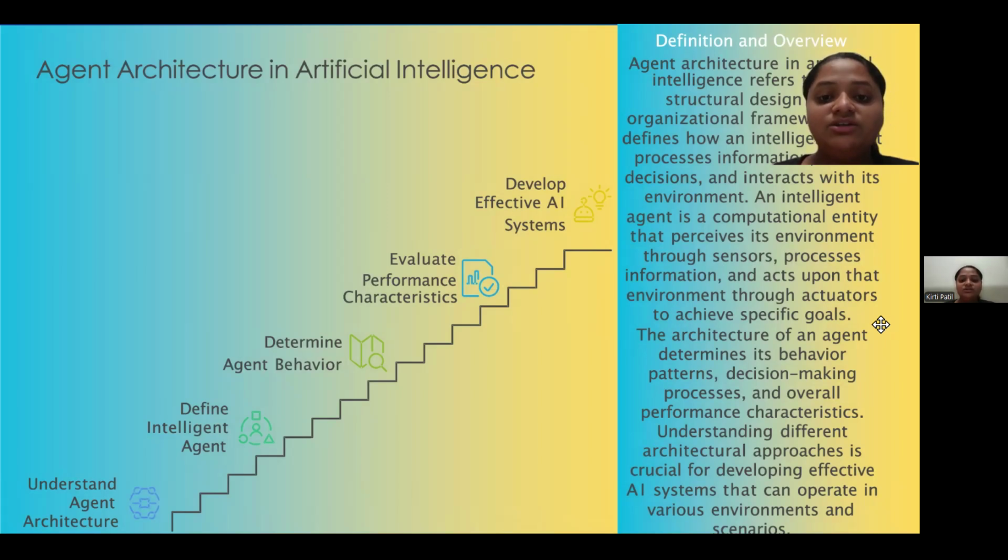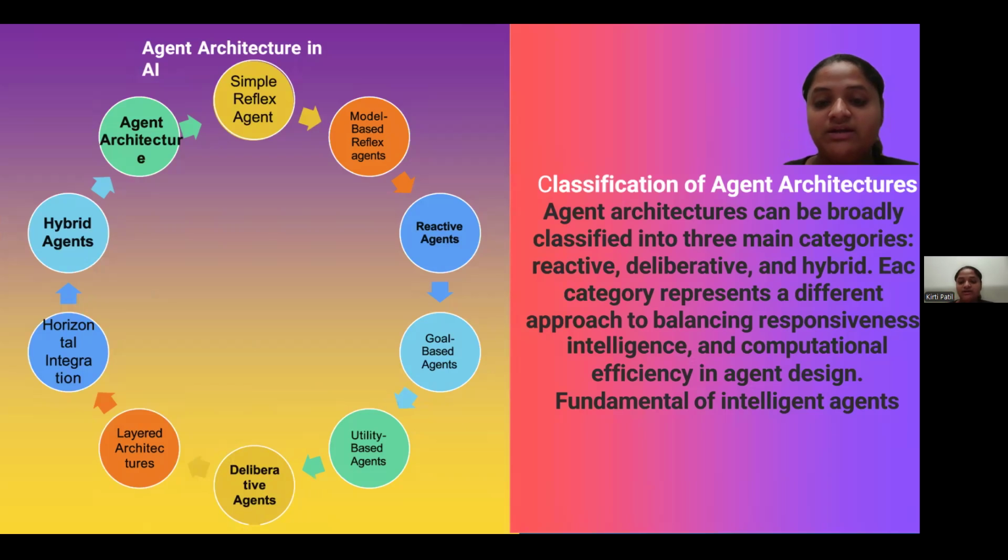The way an agent perceives its environment, formulates internal responses, and acts on the external world is shaped directly by its architecture. Selecting an appropriate architecture is key for creating effective, robust AI systems in diverse contexts. Let's move forward to the classification of agent architecture.